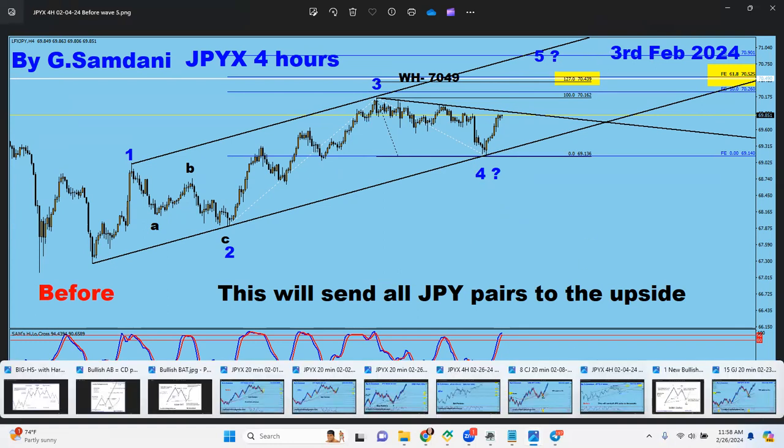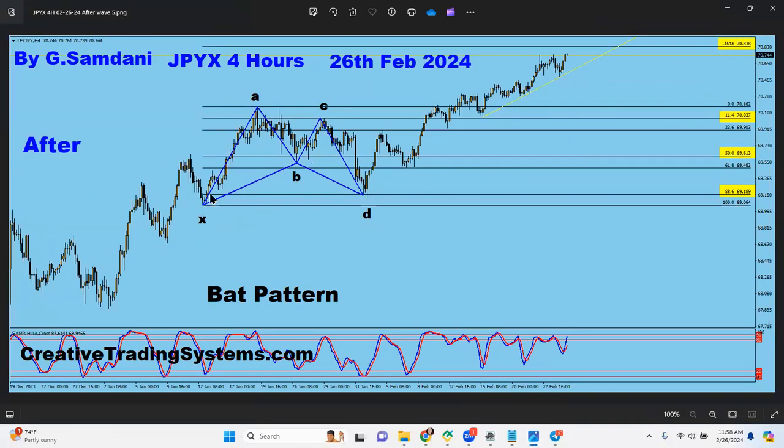Let me show you that chart as well. What happened to this pattern? I marked the pattern here. See this? X, A, B, C, D. It's the yen index 4-hour chart. And when I made it, it was here, that it is going to go for wave 5. This was wave 4 ending here, and then wave 5 all the way here. So Elliott wave and harmonic pattern, they go side by side.